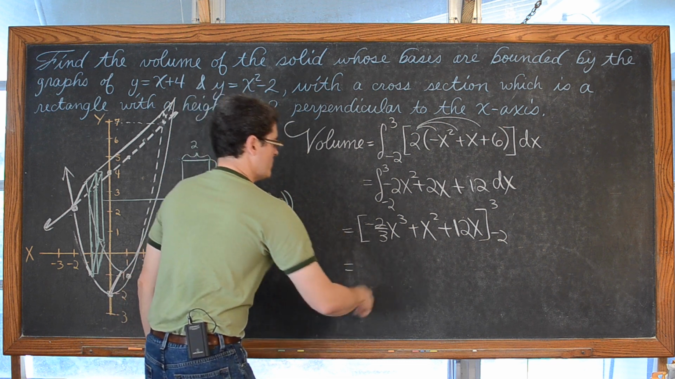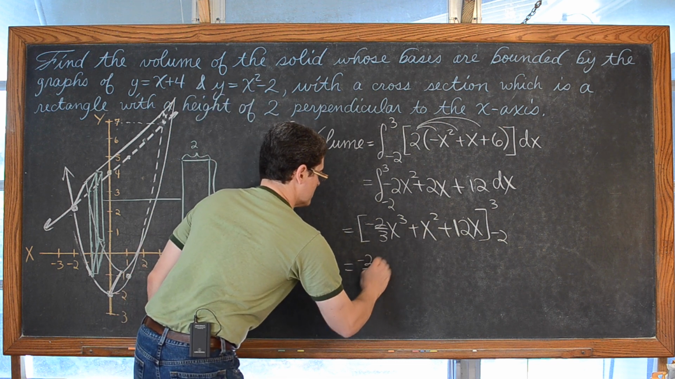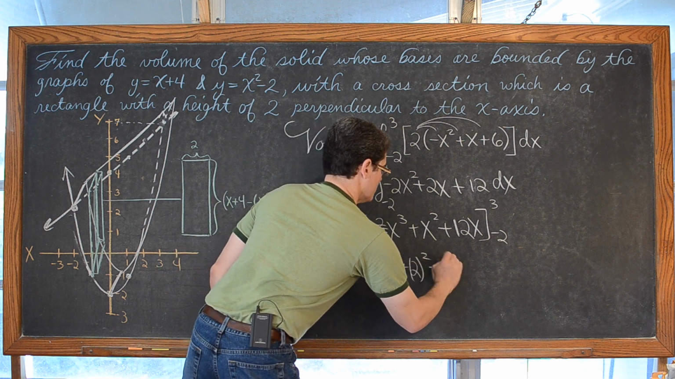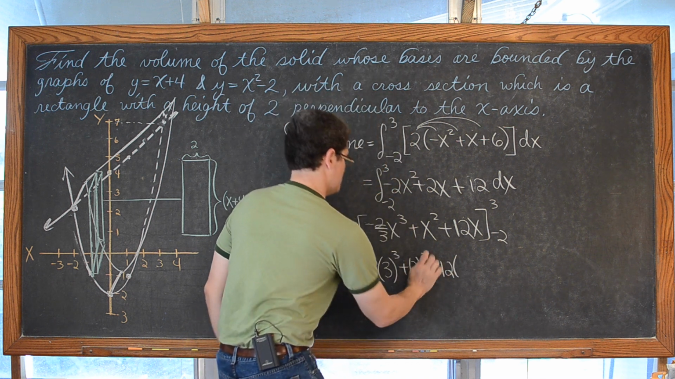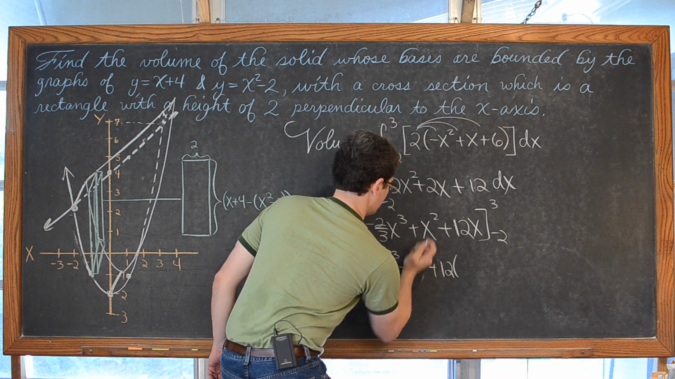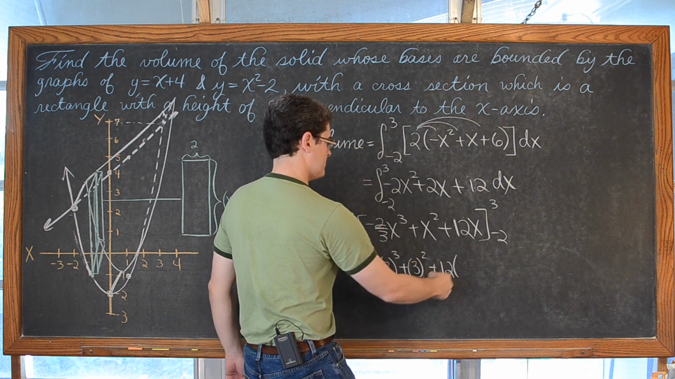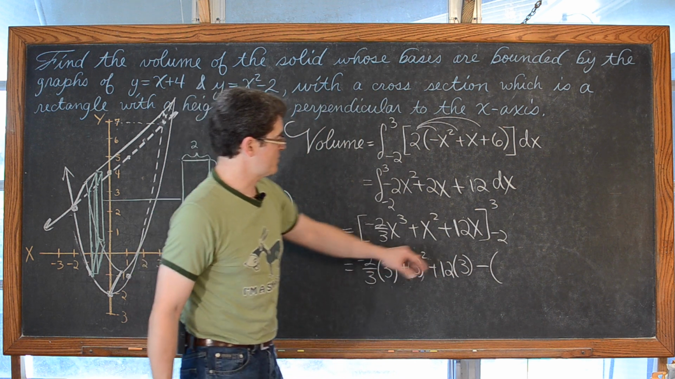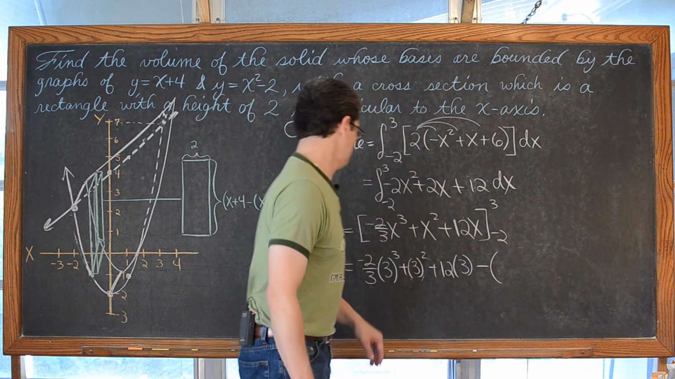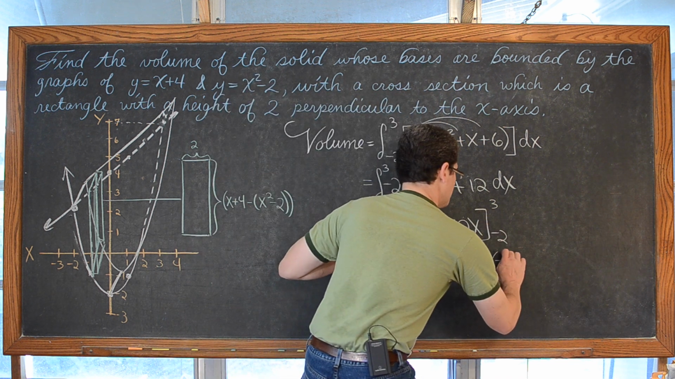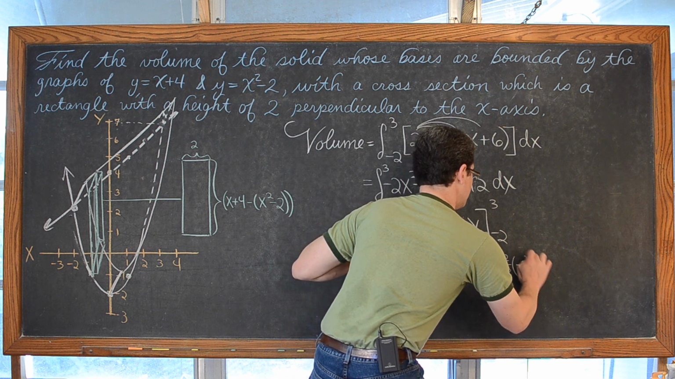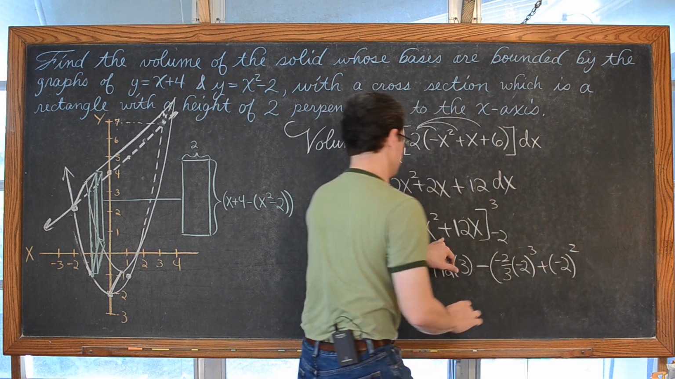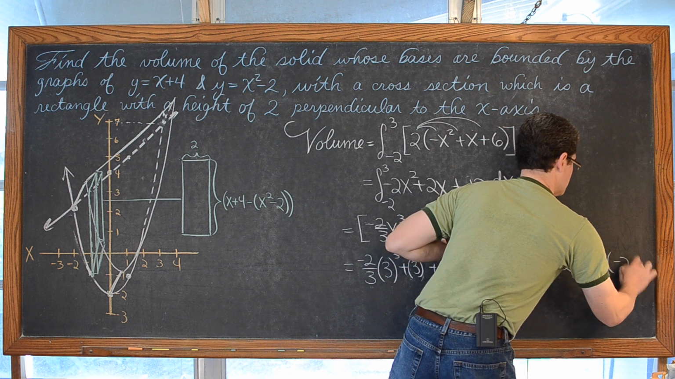All right, now plugging this in, with the upper limit we have -2/3 times 3 cubed plus 3 squared plus 12 times 3. Where's that 2 sneaking in from? That should be 3. All right, minus, now bringing in parentheses as we introduce our lower limit, so we remember to distribute that if we need to, which we will with subtraction: -2/3 times -2 cubed plus -2 squared plus 12 times -2.